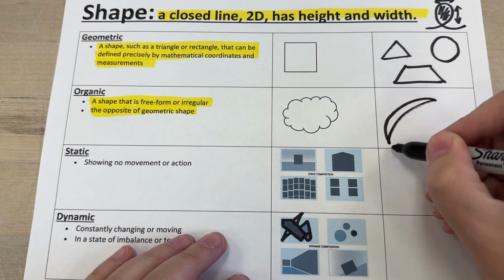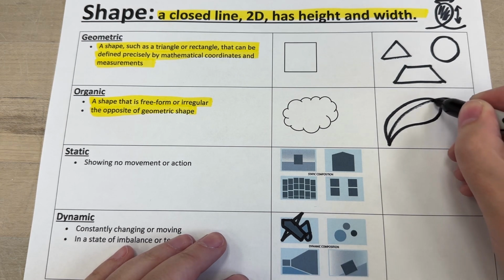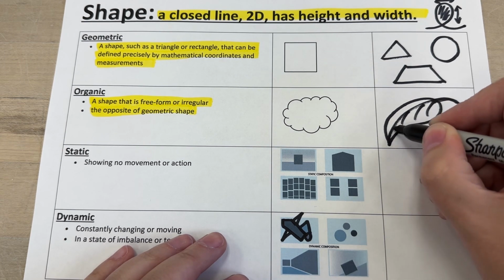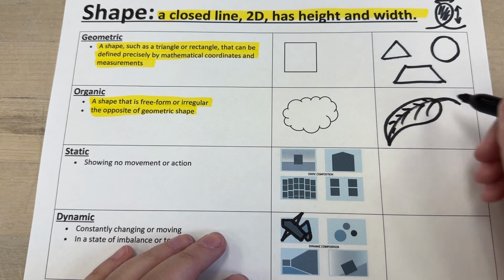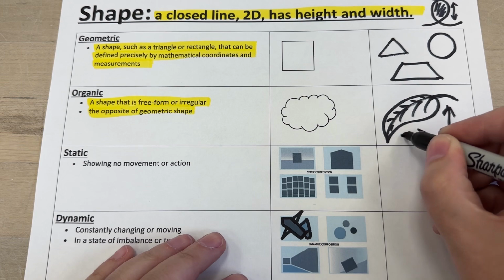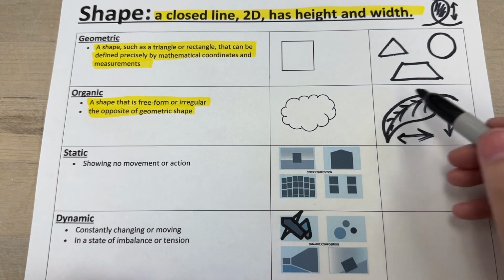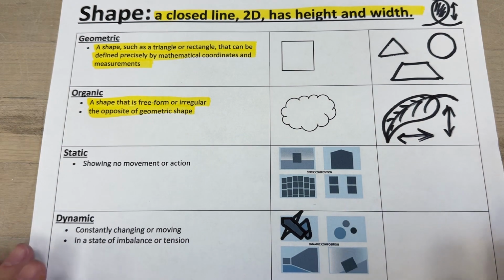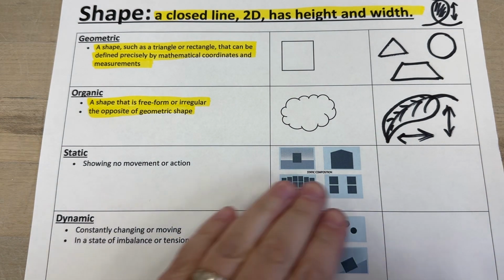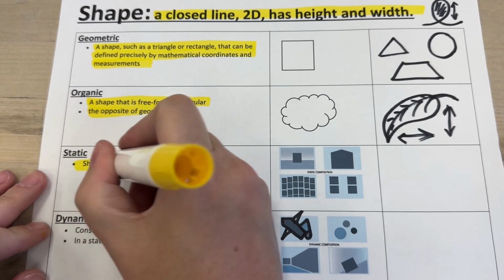Like if you're drawing a leaf, that would count as something that you could measure how tall it is and you can measure how wide it is, but it's still really flat. But it's also something that's not easily defined by math. So the next thing is kind of placement of those things can create a static composition or a dynamic composition.